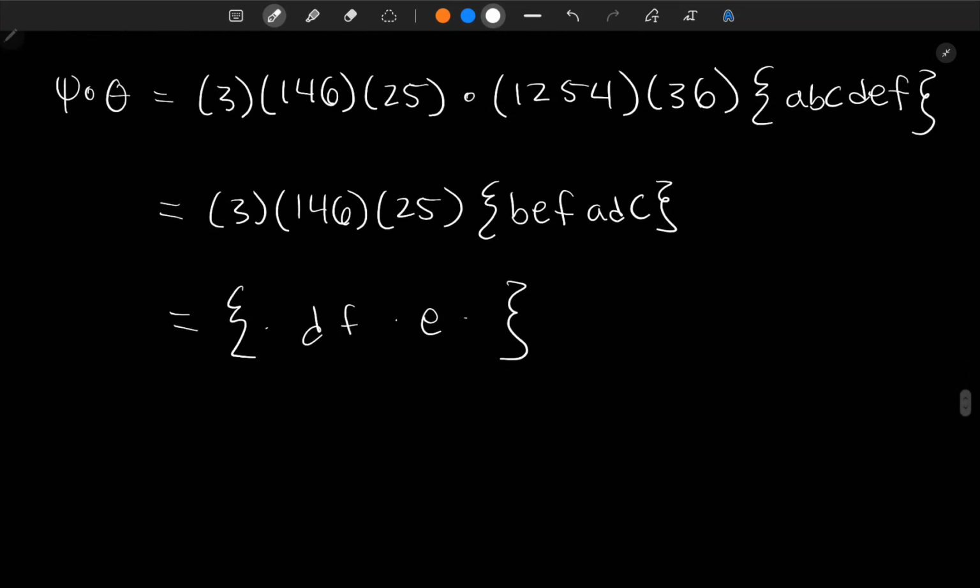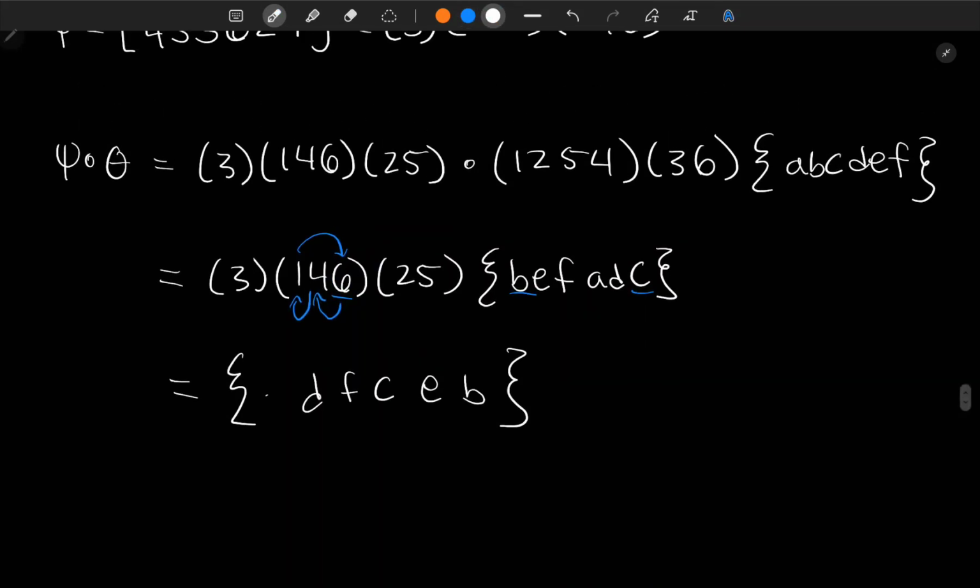Then we have 1, 4, 6. So in the first position, whatever's in the first position gets mapped to the sixth position. Here, B is in the first position, so it's now in the sixth position. Then what's in the sixth position gets mapped to the fourth position. So C is in the sixth position, so it's now in the fourth. And then finally, what's in the fourth position gets mapped to the first position. So in the fourth, we have A, so that gets mapped to the first position.